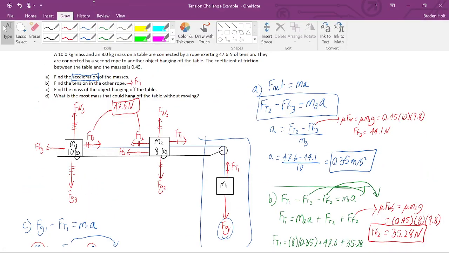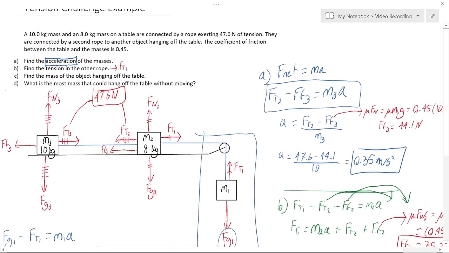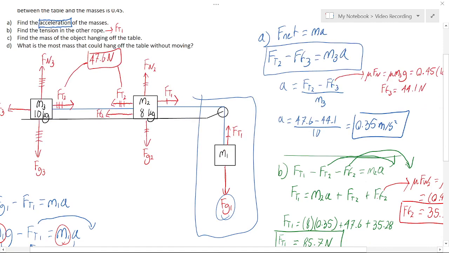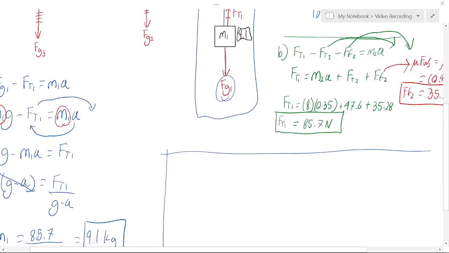Okay, lastly, we're looking at part D. What is the most mass that could hang off the table without moving? Now, obviously 9.1 kilograms is what the real mass is here, and we found that that accelerates it slowly at 0.35 meters per second squared. So if we had less mass, then the friction would just completely stop the mass. It would be stationary.